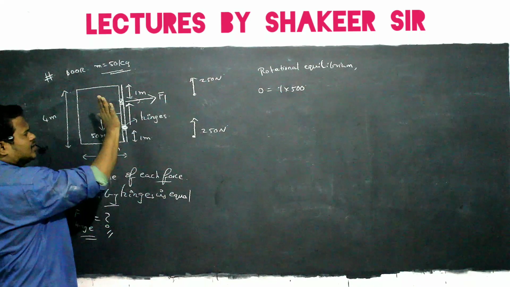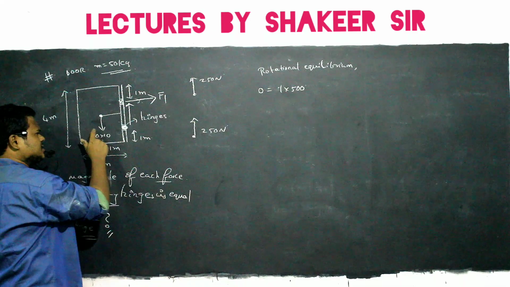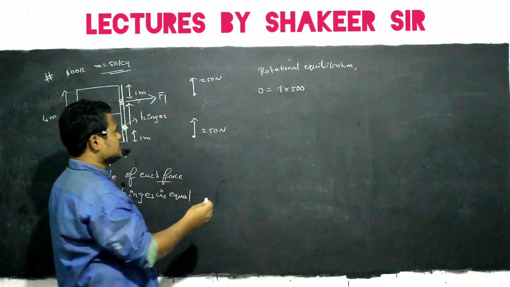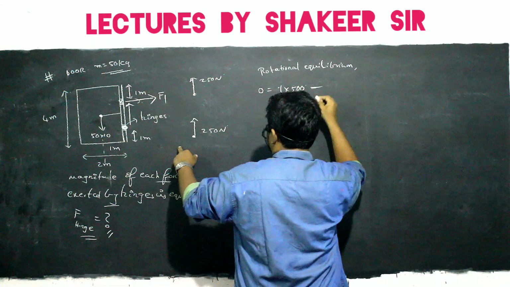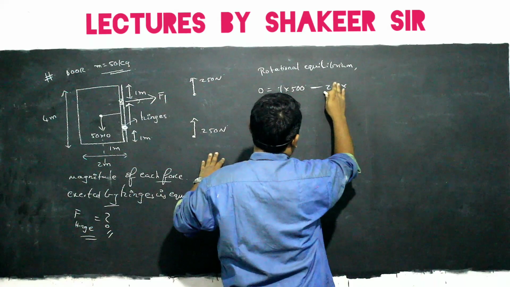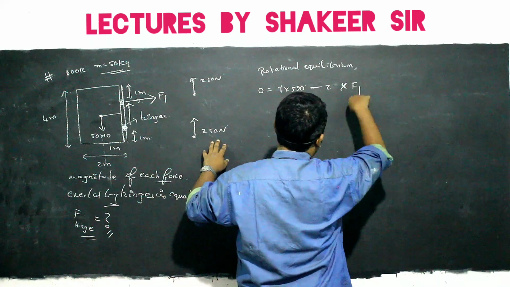Okay? So R dash cross F dash. This is R dash cross F dash. So this torque and this torque will get cancelled. Are you able to understand? So therefore, how can I write minus of, what is the distance between these two hinges? 2 meters. 2 into, and what is the force exerted with that hinge? I don't know. So let it be F1.